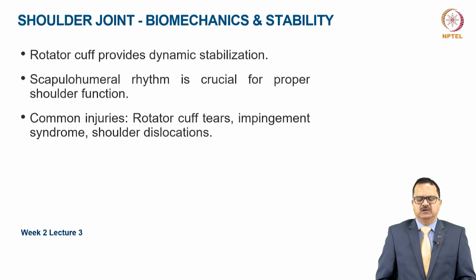By scapulohumeral rhythm, we mean when you initiate any movement of the shoulder, some muscles have to contract to stabilize the shoulder, and some muscles have to relax to allow for movement of the shoulder, and some muscles have to contract to move the shoulder. So there are different muscles which have to function at different times and in perfect harmony. The common injuries seen are rotator cuff tears, impingement syndrome, and shoulder dislocations.